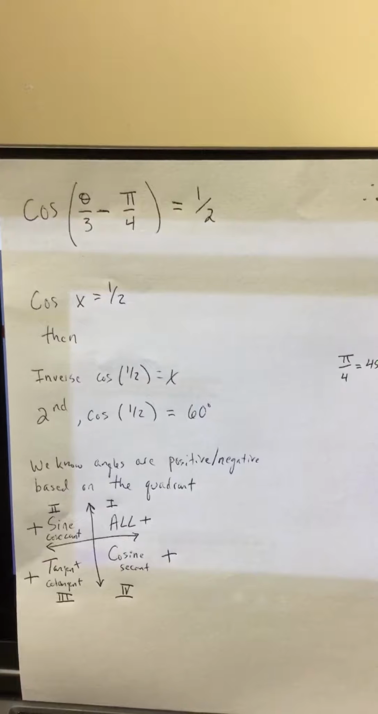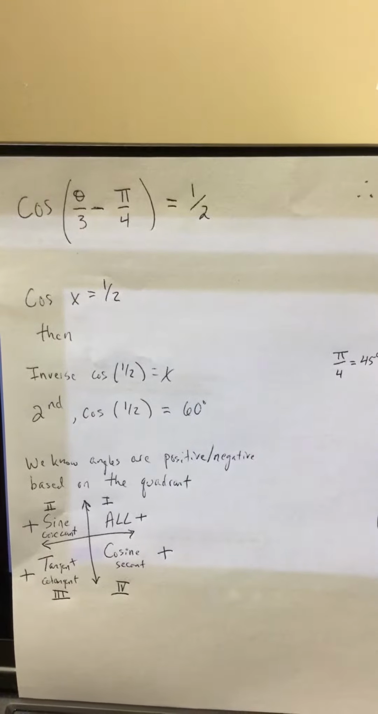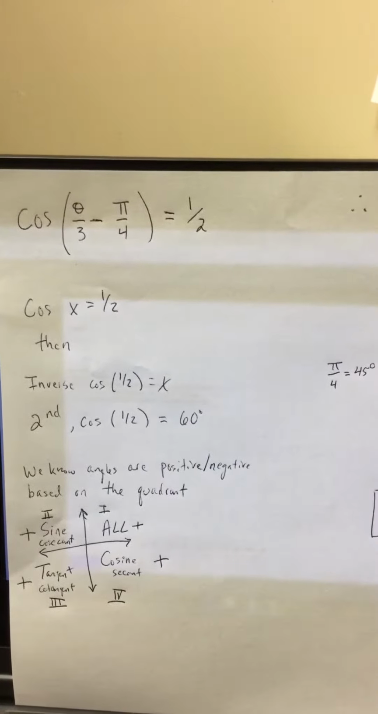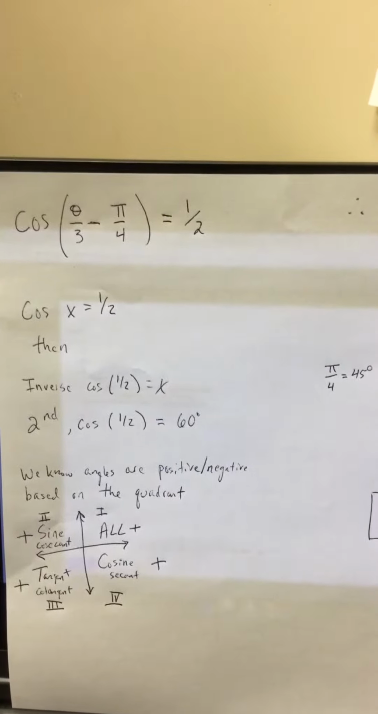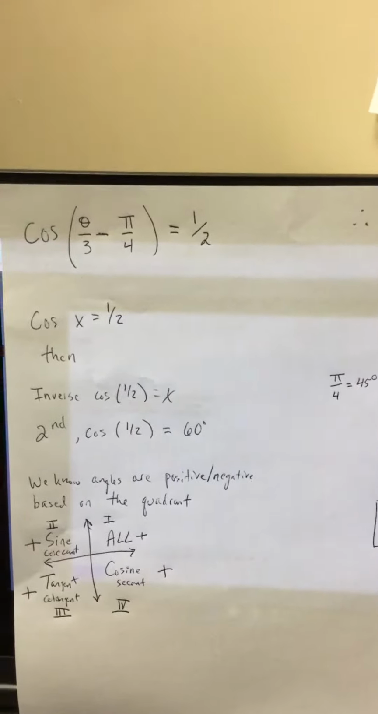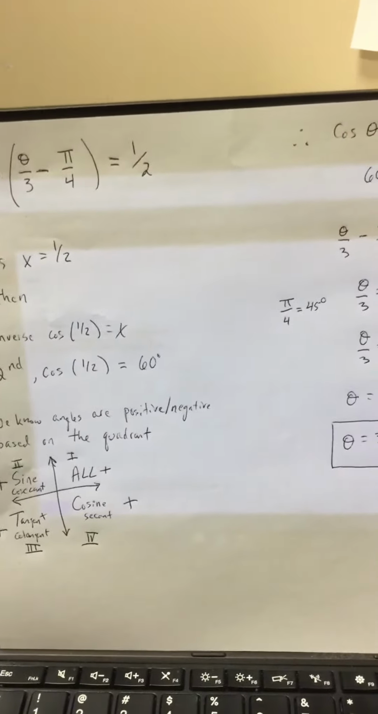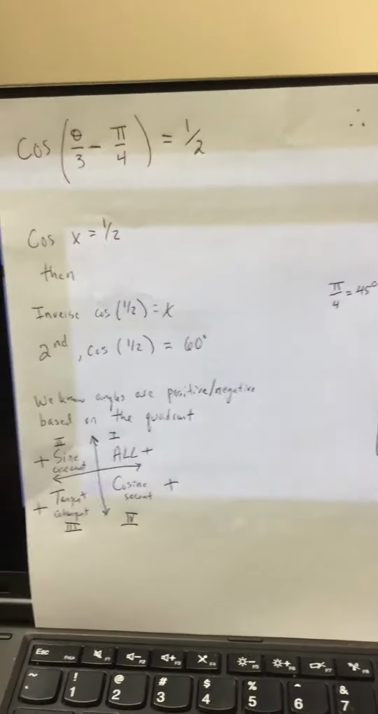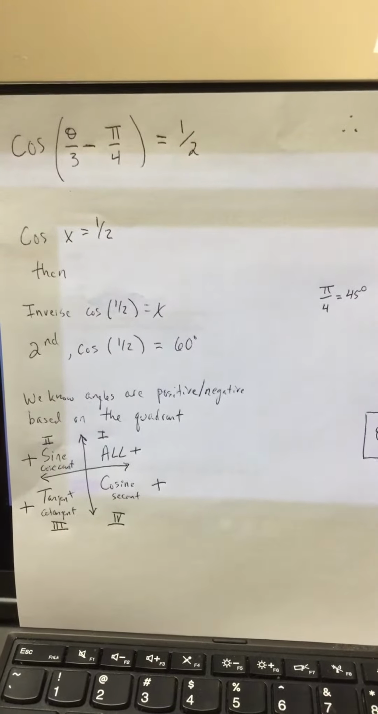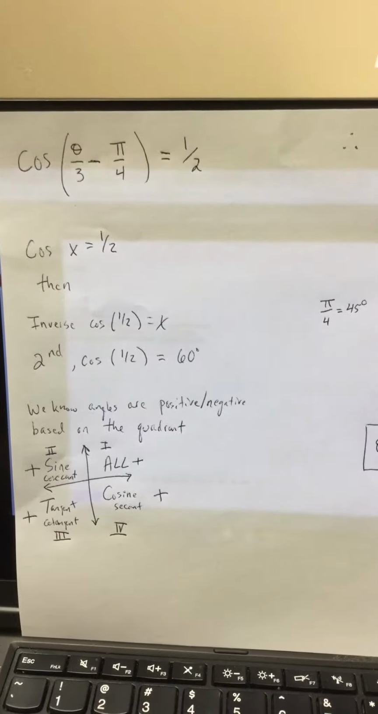The problem is, we know that angles can be positive or negative based on the quadrant that they're in. Since the cosine is the x value, the sine is the y value, and the tangent is the sine over the cosine, or the y over the x. So I know that all angles are positive in quadrant 1, which is where 60 degrees is located. And I also know that the cosine is positive in quadrant 4. So the cosine could be 1/2 in quadrant 1 or in quadrant 4.